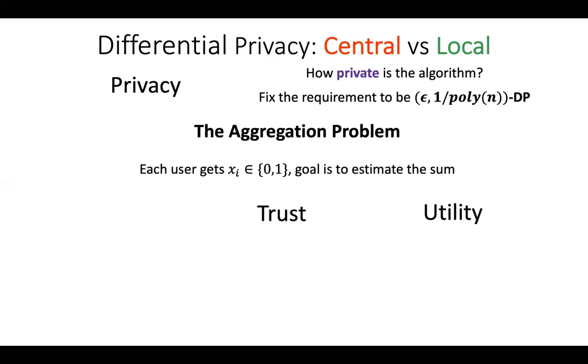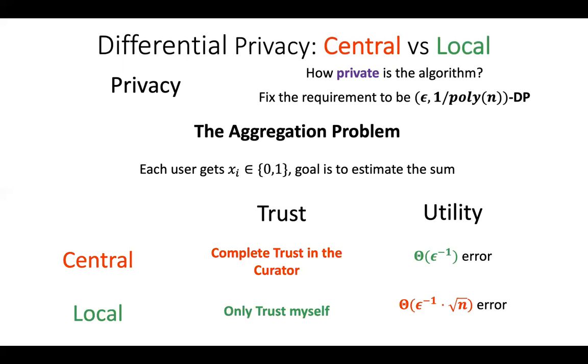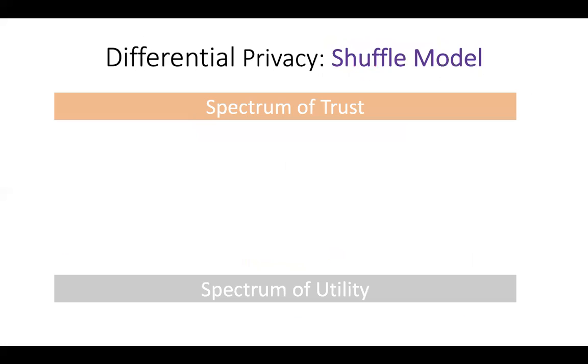So there are two dimensions we want to look at, trust and utility. For the central model, the downside is that you have to completely trust the curator. But the good thing is that you can achieve constant error. For the local model, the fantastic point is that you don't have to trust everyone else, but you pay a lot for that in the utility, and the best error you can get is only square root n. This may not be enough in practice.